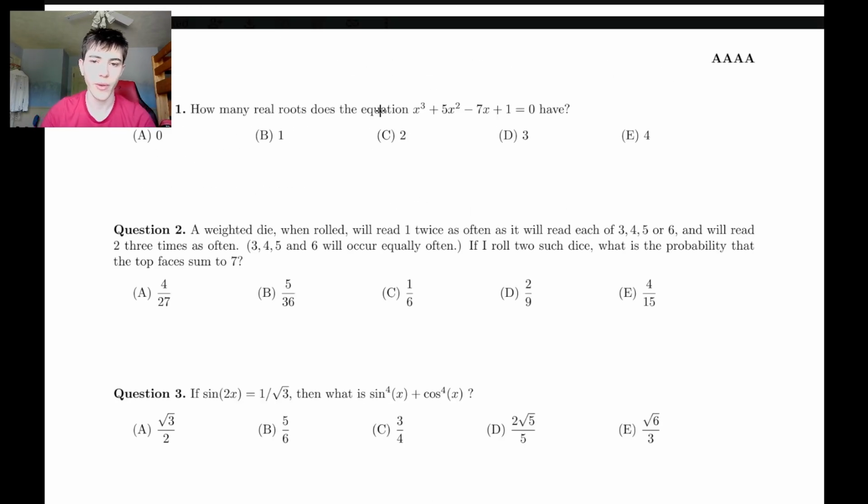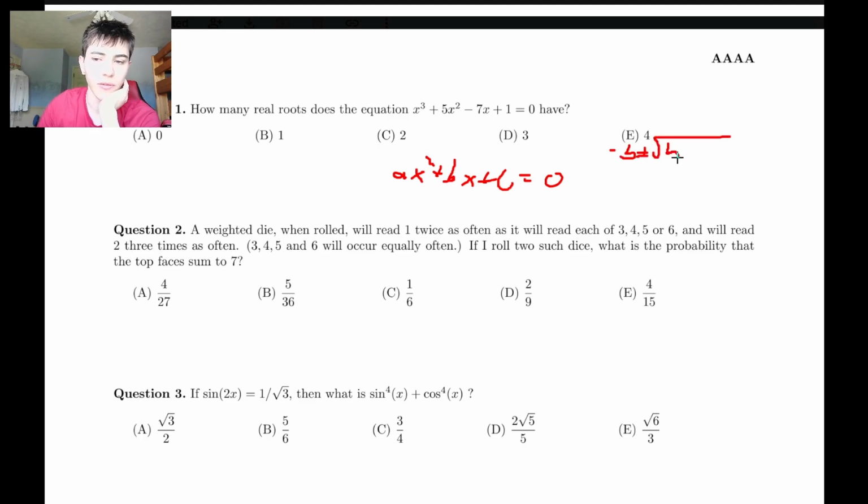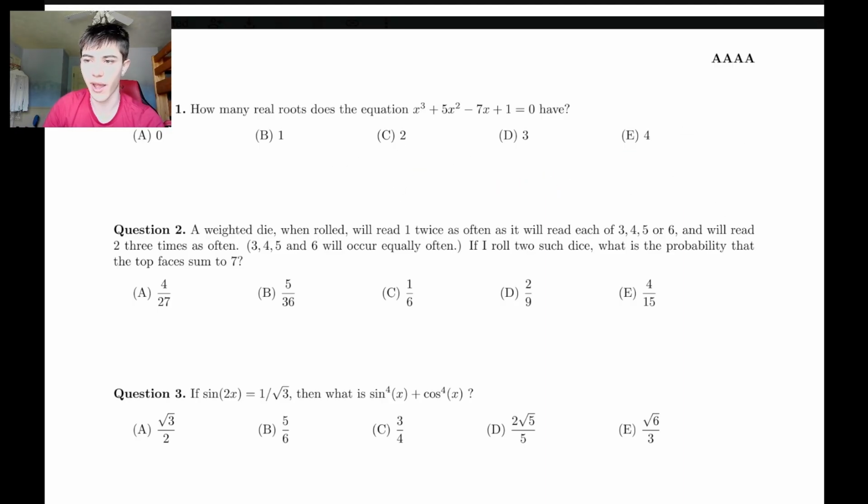Okay, question 1. How many real roots does the equation x cubed plus 5x squared minus 7x plus 1 have? If this were something like ax squared plus bx plus c equals 0, then we know that the solutions are negative b plus or minus the square root of b squared minus 4ac all over 2a, which is the quadratic formula, but it's not. In this situation, we have an x cubed term, so we're not able to do that.